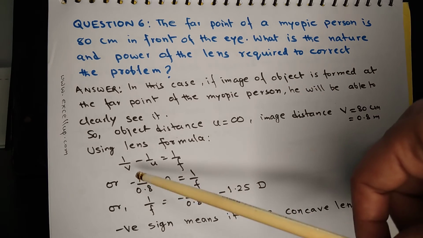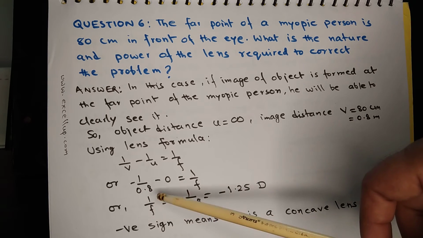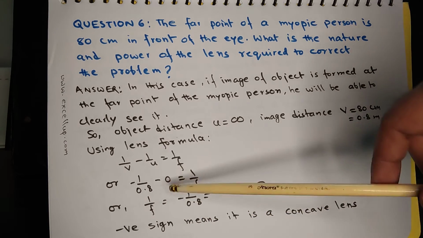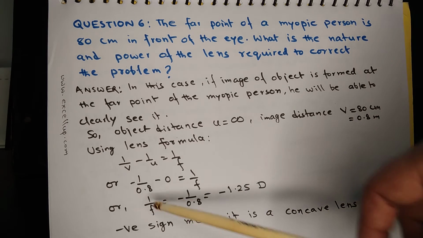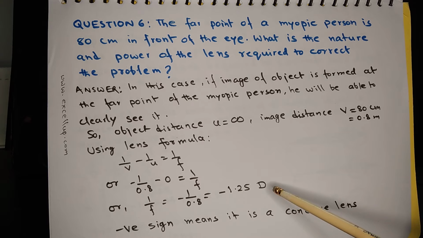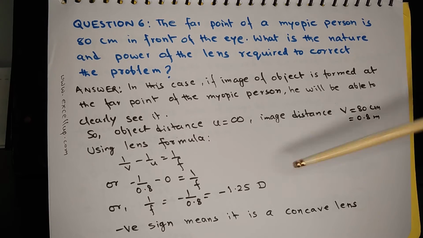Using the lens formula 1/v minus 1/u = 1/f, we get minus 1/0.8 minus 0, that is the value of 1/infinity, equals 1/f. So 1/f is minus 1.25 D, and the negative sign shows that this is a concave lens.